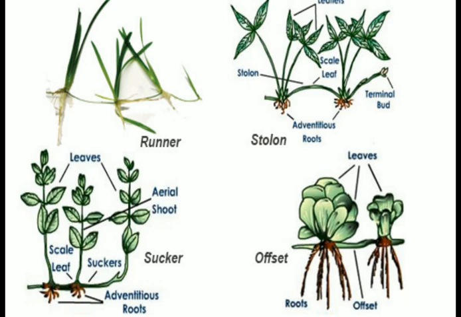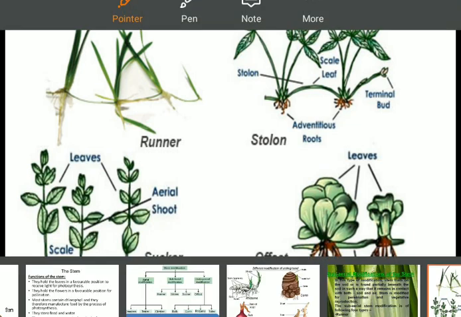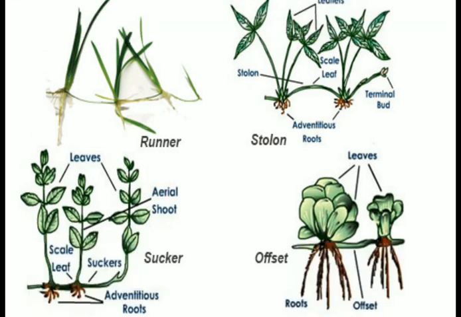One internode long stolon is called the offset. And then there is the sucker, where the node bears the roots, the internode elongates and again bears the leaves upwards and the roots downwards. So these are a few examples of the subaerial modifications of the stem.